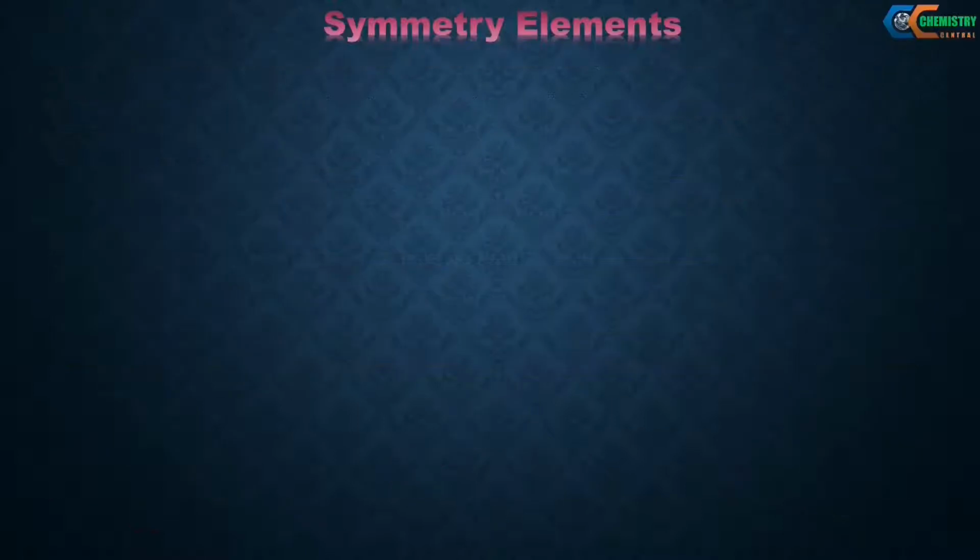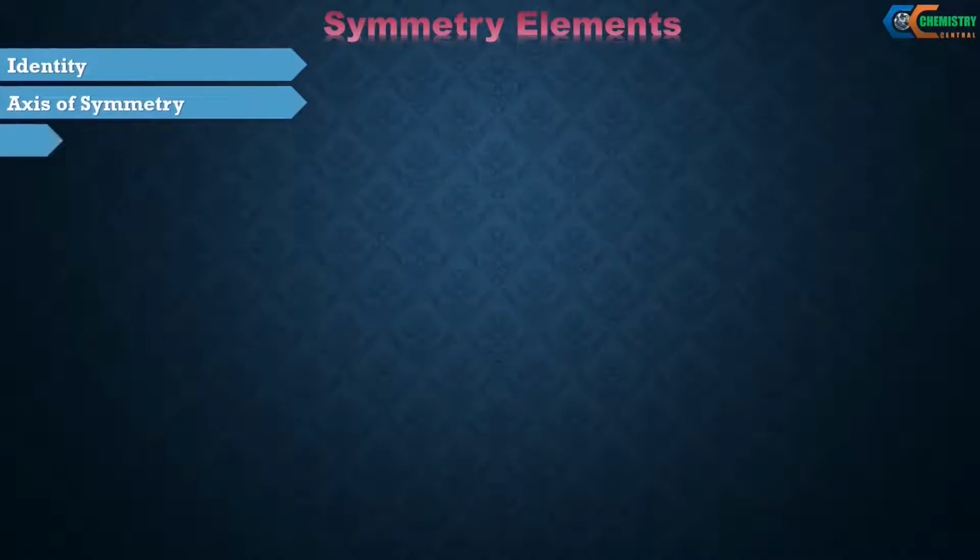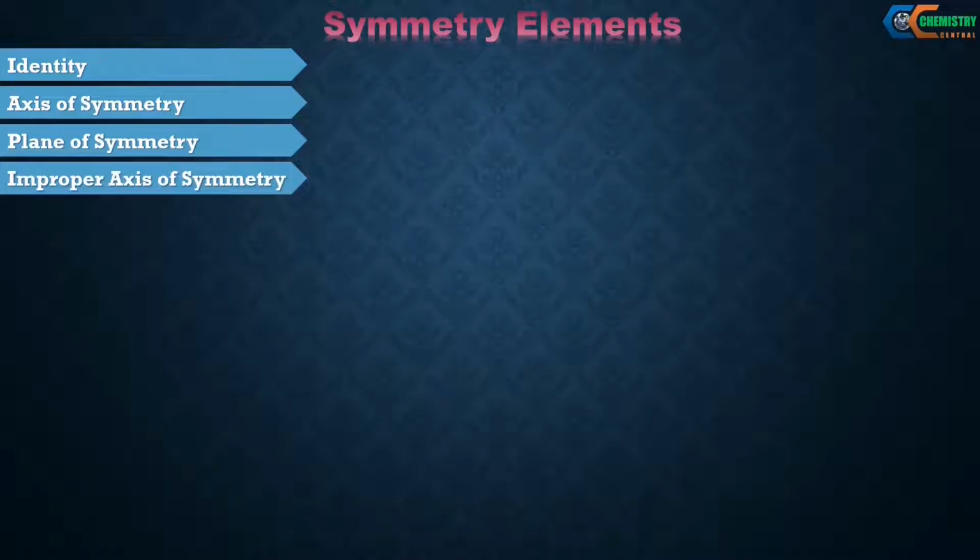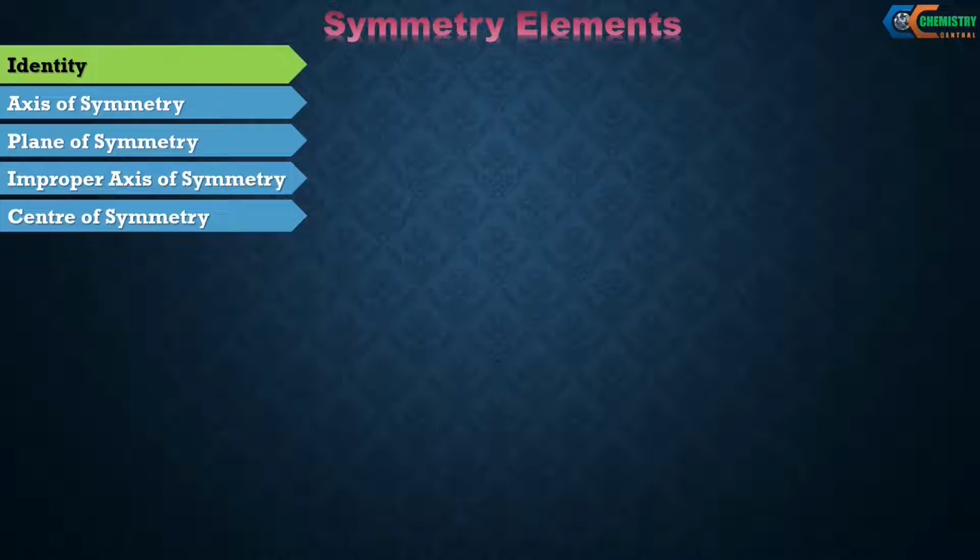There are 5 types of symmetry elements which are identity, axis of symmetry, plane of symmetry, improper axis of symmetry and center of symmetry. Let us discuss them one by one. First symmetry element is identity, which is represented by E.